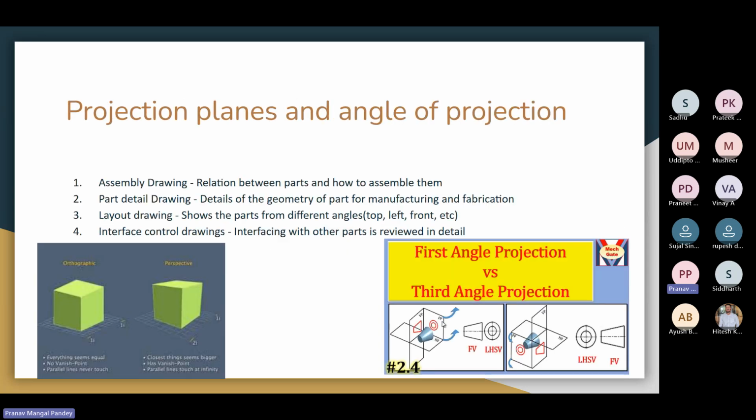Another thing I asked you guys is what is the angle of projection and what is the projection plane? We'll come to the projection plane. What is the angle of projection? You guys told about the first angle projection and the third angle projection. You said it is somewhat connected to the quadrants, as you can see in the diagram itself. What are the quadrants we are talking about?